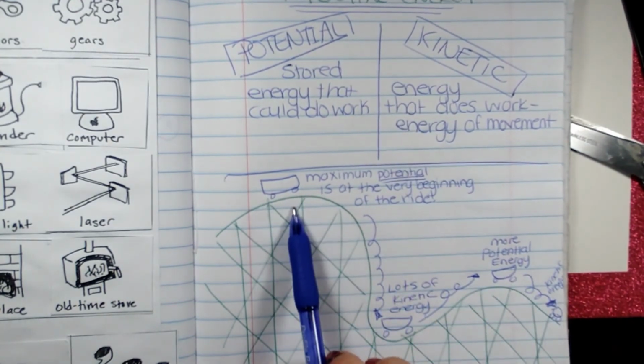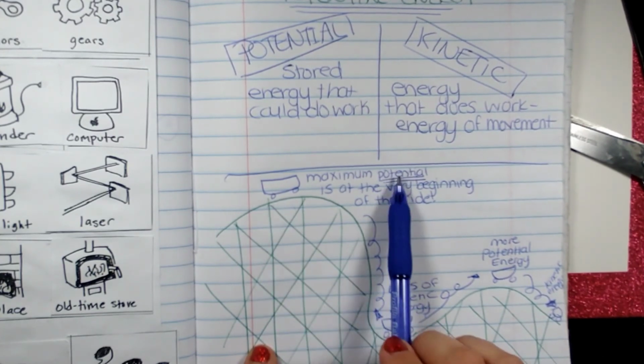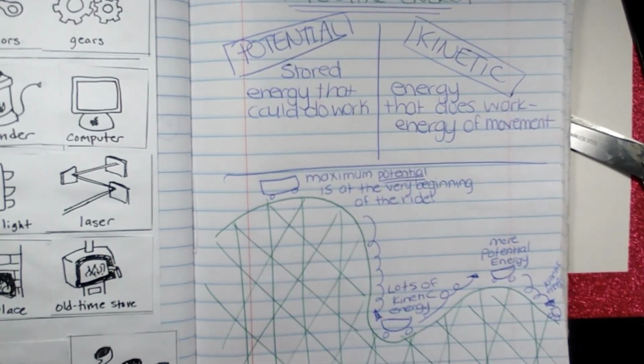If something has the ability to fall or to go down or to move, it has potential energy. If it's actually moving, it has kinetic energy, and the total together is mechanical energy.